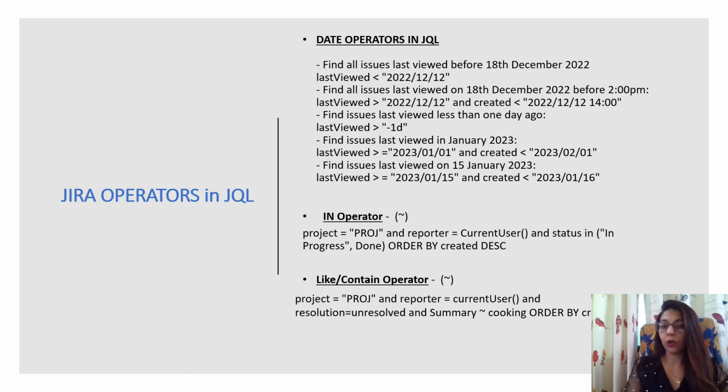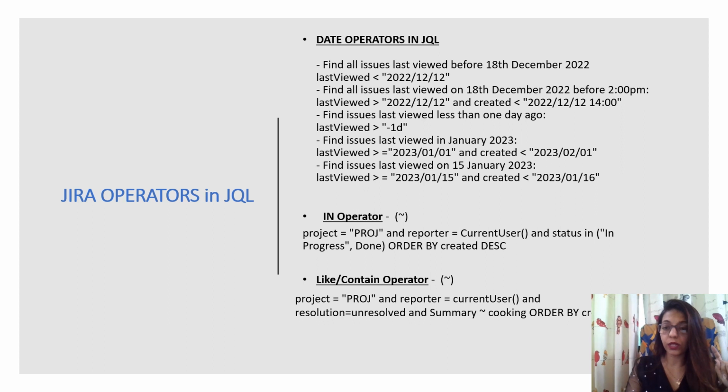So we have the in operator. Similarly, we can have not in also, equal to, not equal to, even that also. Now, wildcard operators, like. We don't know the entire summary, but I know there is a summary which has a certain word like cooking. Then I can put summary, the field name, the column name, and the tilde sign. This sign means contains or likes cooking.